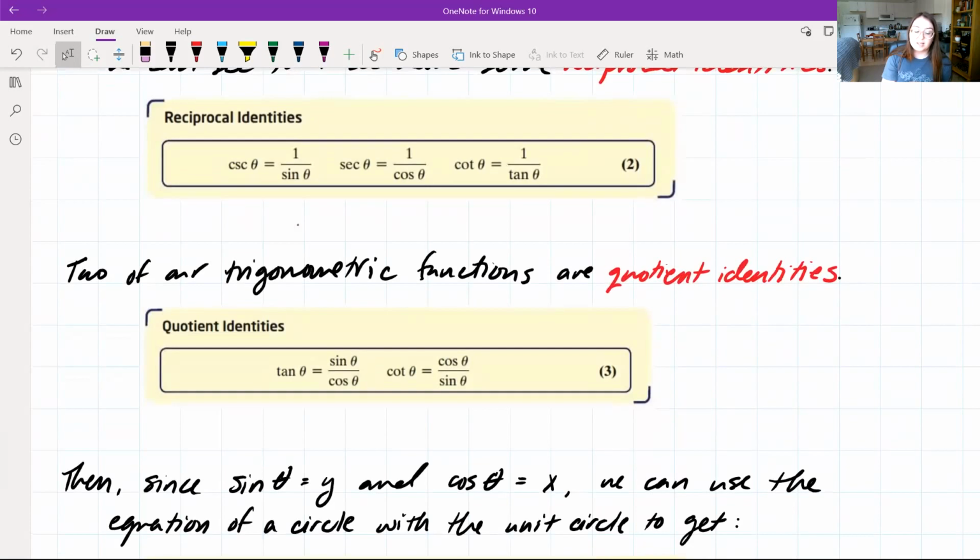Then we can also state that 2 of our trigonometric functions are quotient properties. These are going to be tangent and cotangent because we're taking a trigonometric function and dividing by another trigonometric function. So tangent of theta is sine of theta divided by cosine of theta, and cotangent of theta is cosine of theta divided by sine of theta. So we're dividing other trigonometric functions.